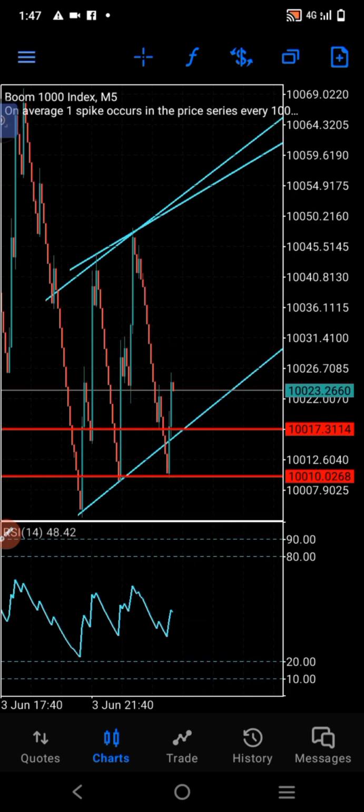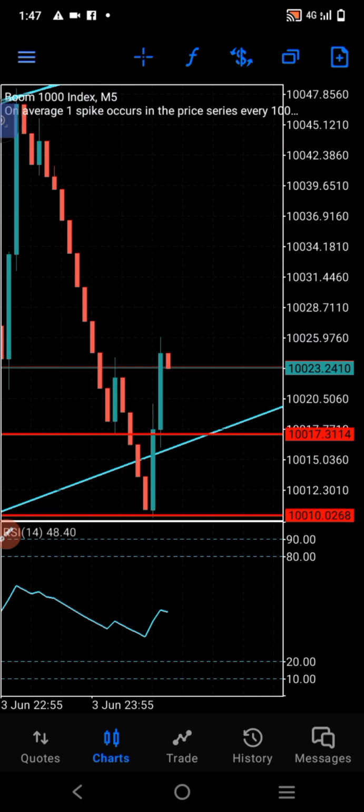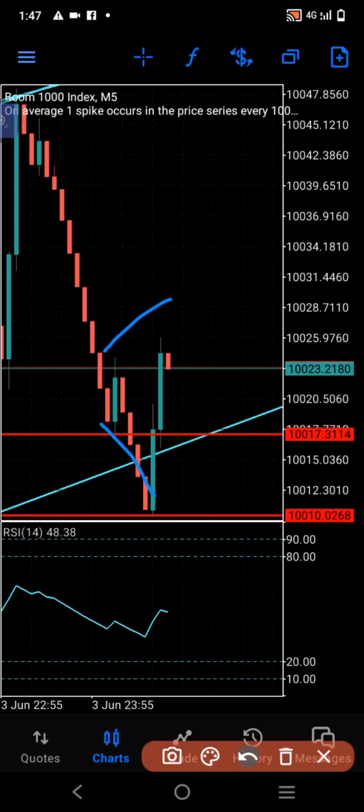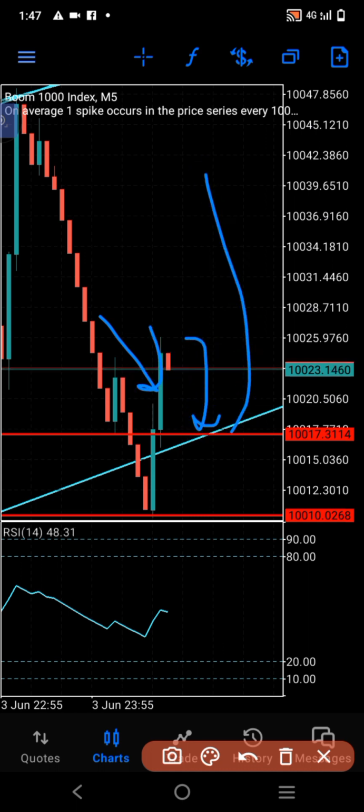Now, this candle is still a bullish momentum candle. But there will always be a retest, a negative candle, before price goes back up. There are so many things for you guys to learn.